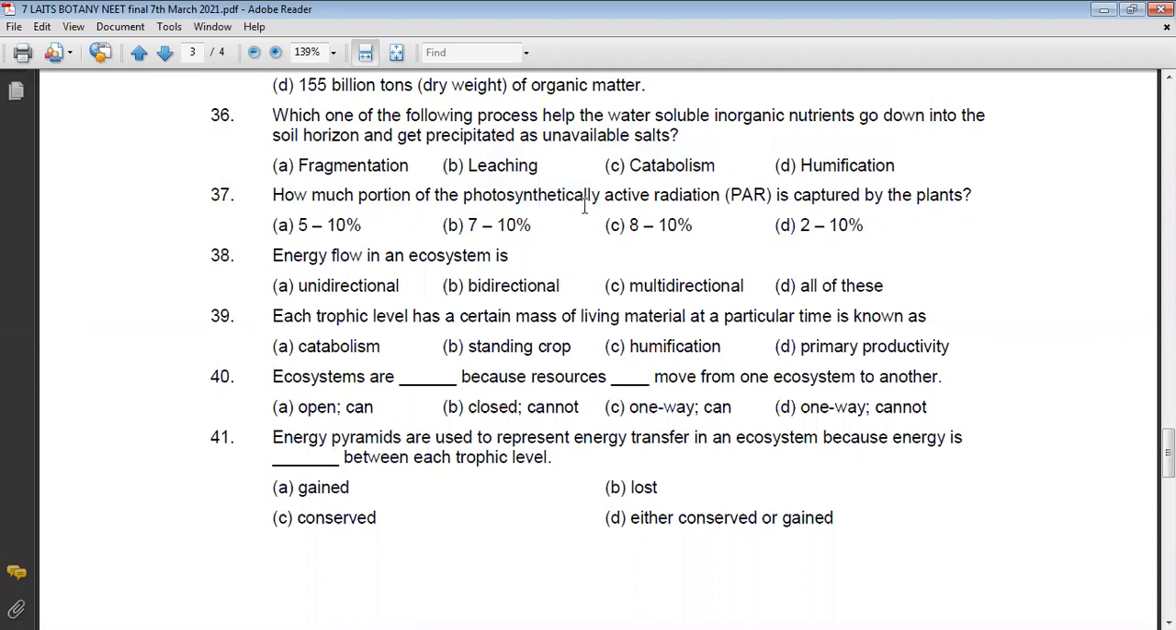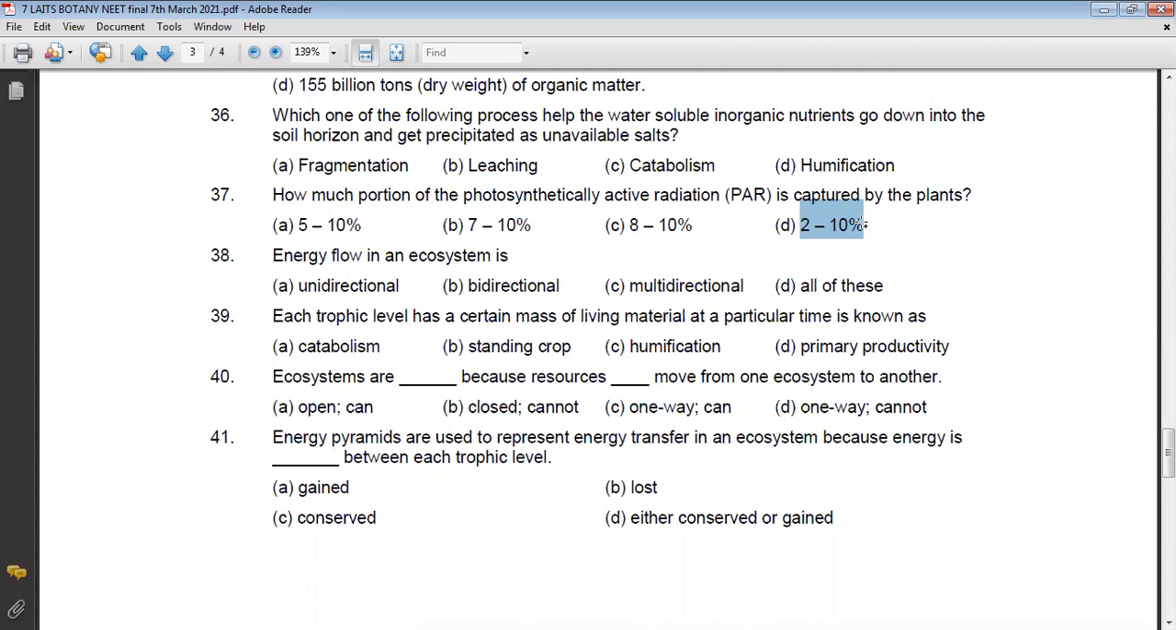How much portion of the photosynthetically active radiation is captured by the plant? Actually, it's a big range. Answer is 2 to 10%. Okay. So different ranges are given, 5 to 10%, 7 to 10%, 8 to 10%, but for different plants it varies widely and it is found maximum is 10% and minimum is 2%. So range will be 2 to 10%.